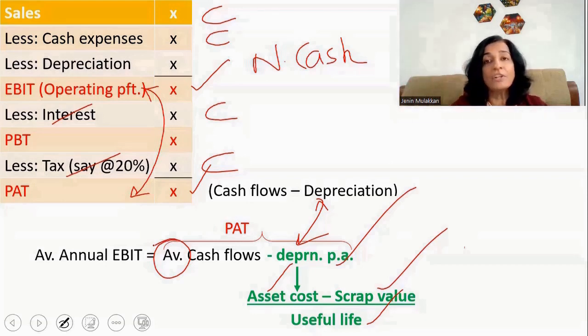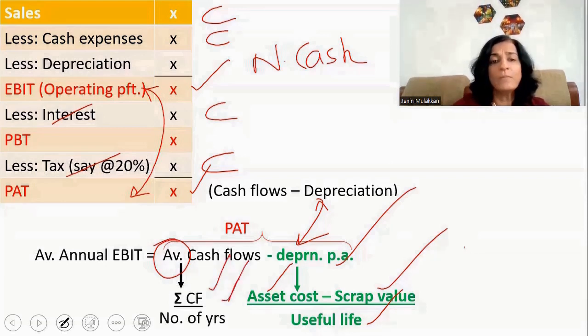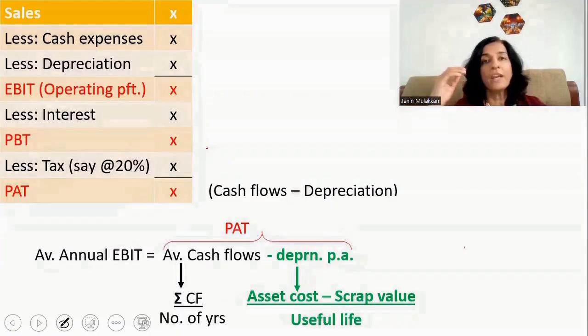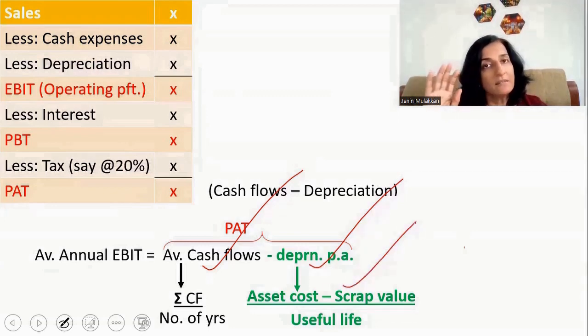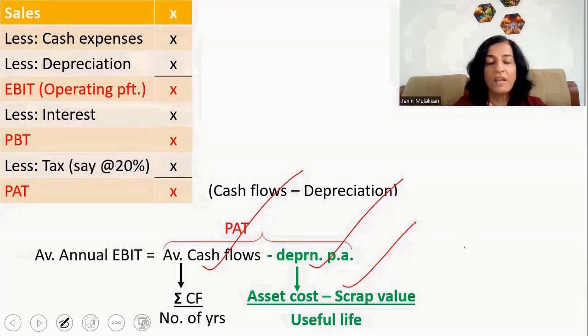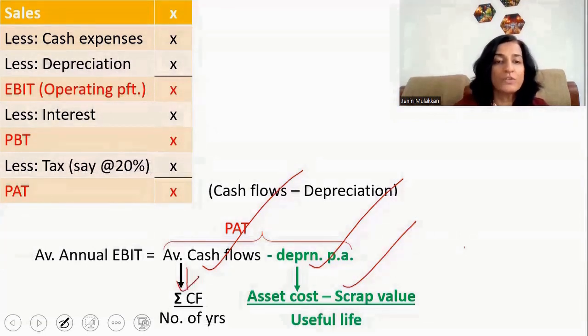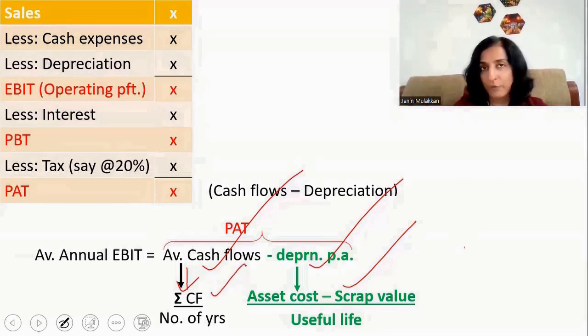So how do you find out the average cash flows? Simple. You have to just add all the cash flows and divide it by the number of years. So in short, in order to calculate the average annual EBIT, you have to take the average cash flows minus the depreciation. Depreciation formula is asset cost minus scrap value divided by useful life, because the straight line method of depreciation is adopted. And for average cash flows, you have to adopt the formula sigma cash flows, that is, you have to add all the cash flows divided by the number of years.